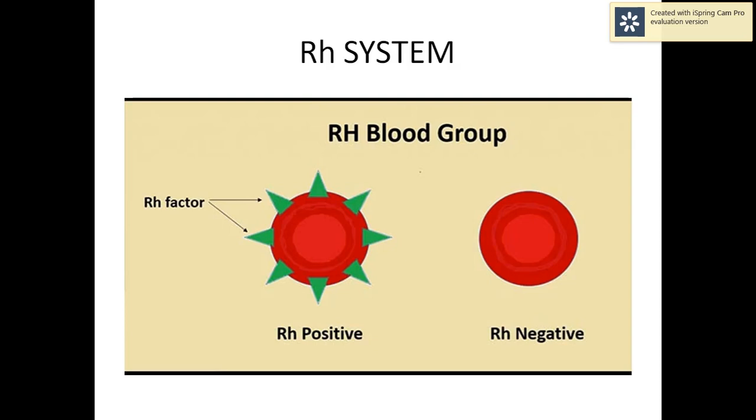We do not have to go into so much detail. Just remember that if the blood group shows the presence of RH factor, it's RH positive. If it does not show the presence of RH factor, it's RH negative.